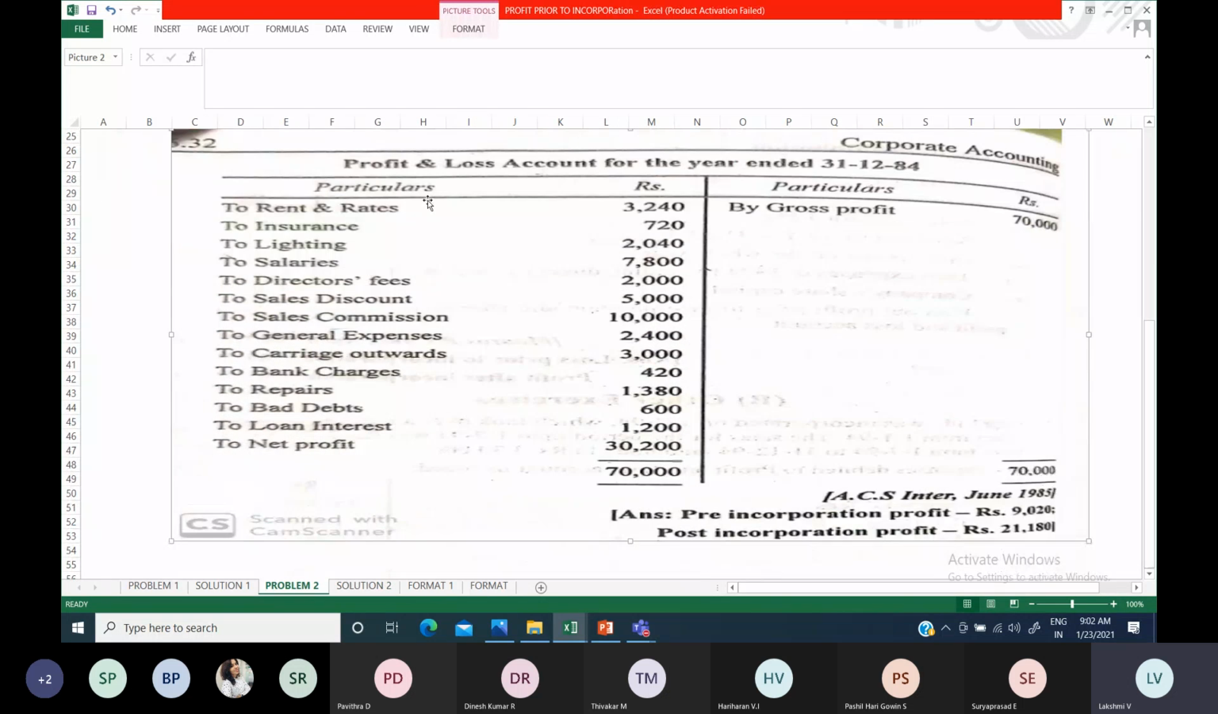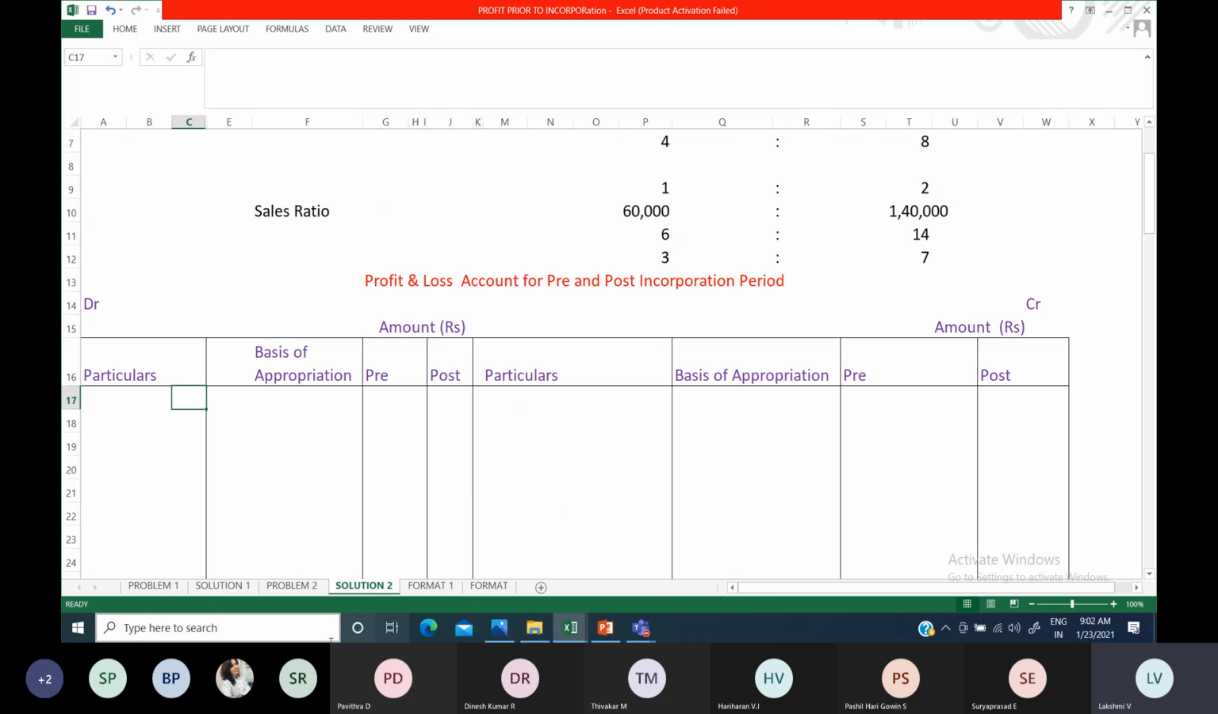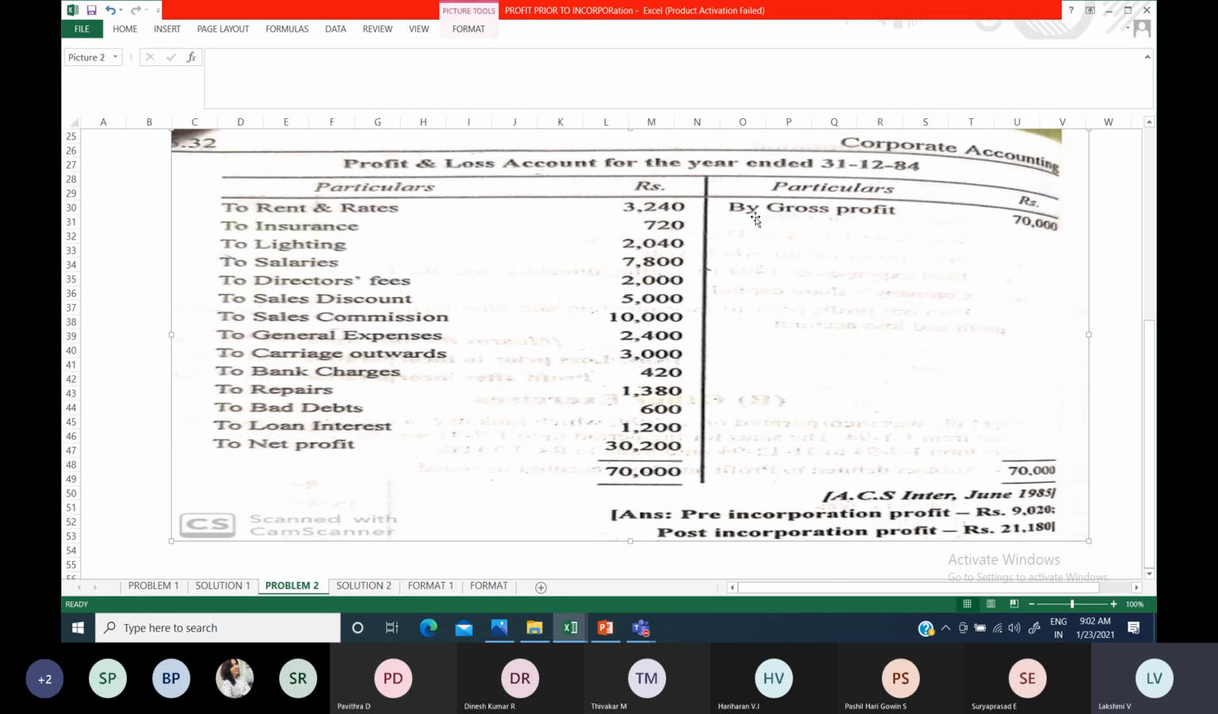So they have given the profit and loss account to you, and you have to prepare it for the pre-period and post-period separately and show it. That is the question actually. As usual, they have given the gross profit and all the expenses to you. You have to find out which items will come on the basis of time ratio and which on the basis of sales ratio.